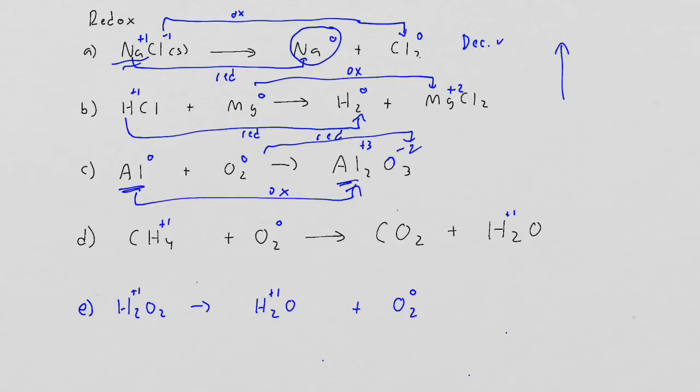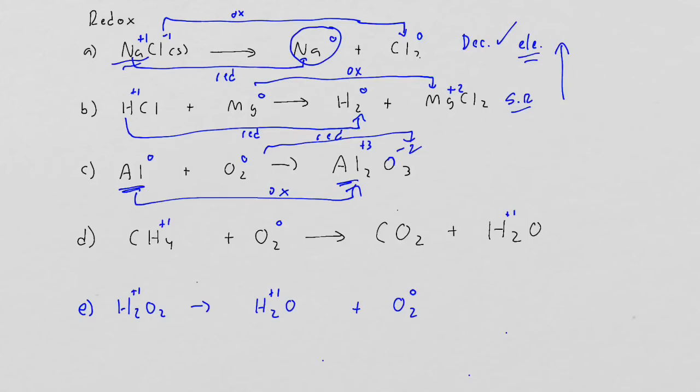All decompositions in which you make elements are going to be redox. All single replacements, because an element gets kicked out. When it was in the compound, it had a number to it. When it's outside the compound, it's 0. So when you react hydrochloric acid with magnesium, you get hydrogen gas. The fact that you're getting the element hydrogen tells you the element hydrogen has a different oxidation number than it did in the acid because it was +1 in the acid.